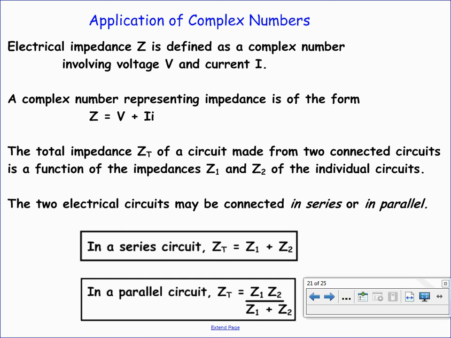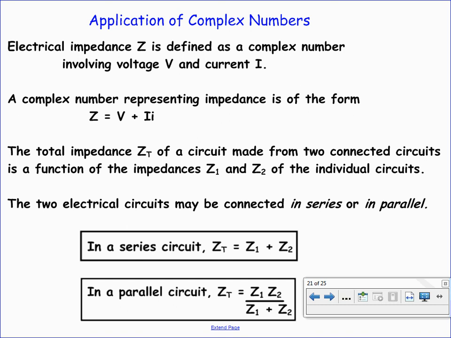One application to electricity is the measure of impedance. Electrical impedance Z is defined as a complex number, which includes voltage and current. Remember voltage, right? When you plug in your hairdryer at home into a 110 circuit, 110 volts, voltage refers kind of to the electric potential that a given circuit has. The higher your voltage number, the greater potential that a circuit has to do work, okay?